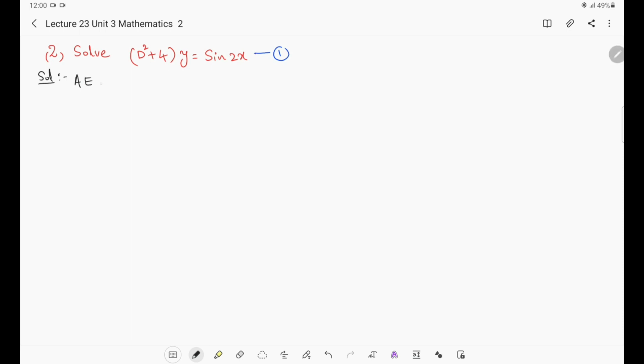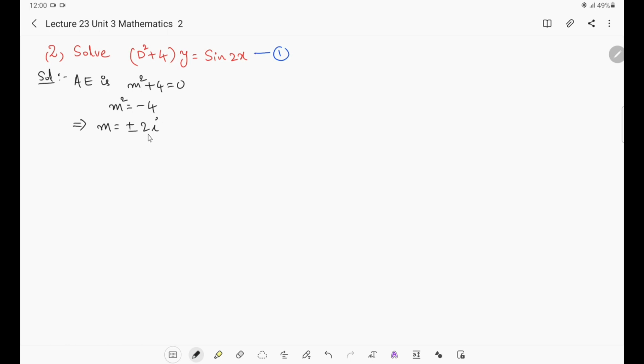So what is the auxiliary equation here? m square plus 4 equal to 0. Then m square equals minus 4, right? Then m equals plus or minus square root of 4, which is 2, and square root of minus 1 is i. So what we are getting here is m equals plus or minus 2i.